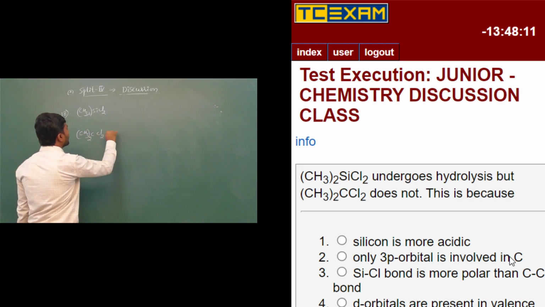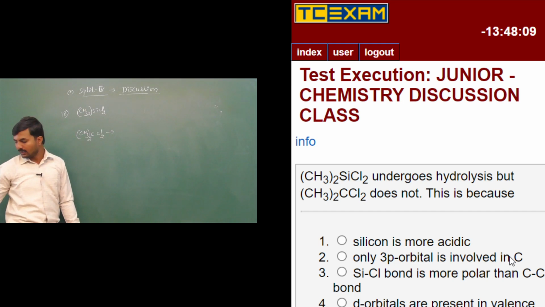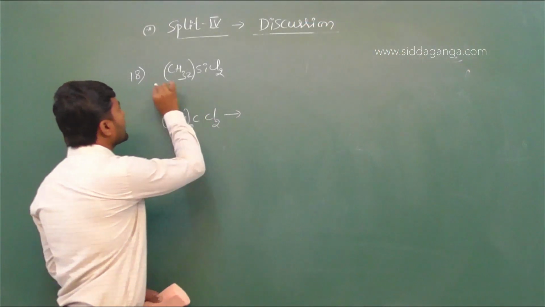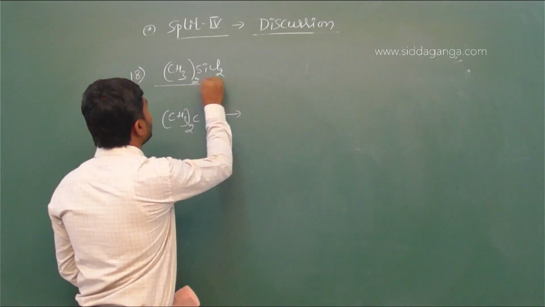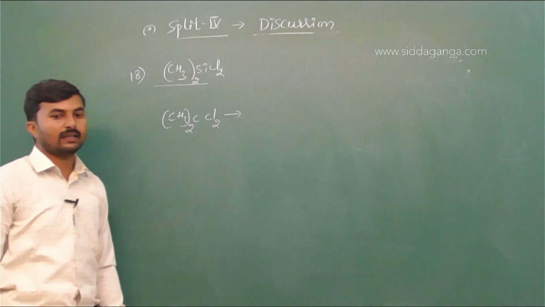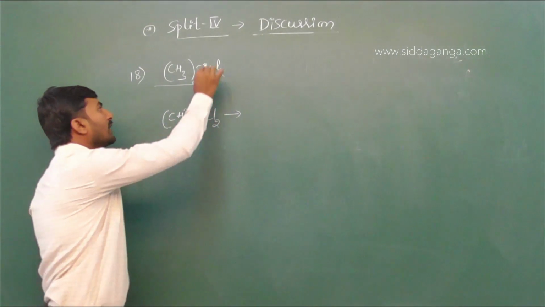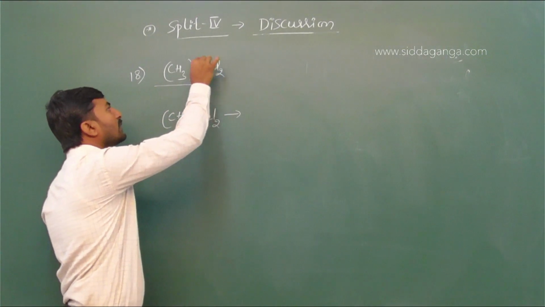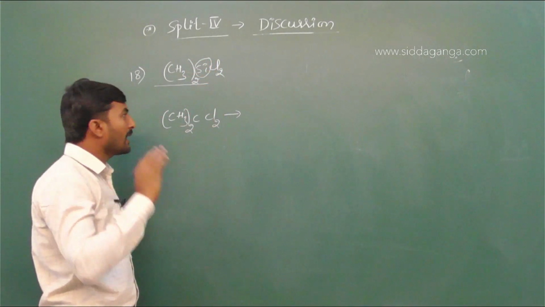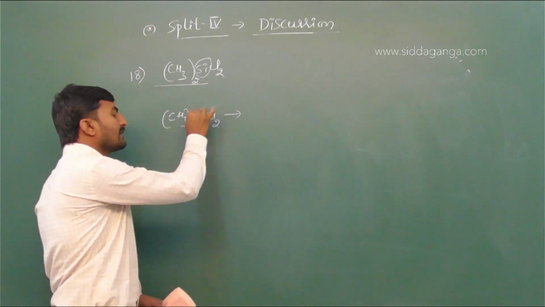(CH3)2CCl2 does not undergo hydrolysis, but (CH3)2SiCl2 undergoes hydrolysis, because of the presence of d orbitals in silicon, and the same d orbitals are absent in the case of carbon.